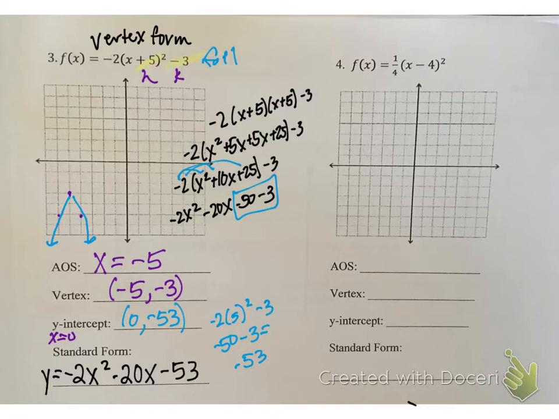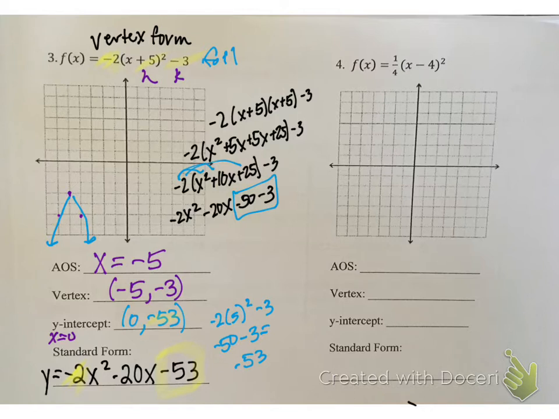So something that you'll notice, just a few similarities. My a value is the same. For vertex and standard form, my a value always stays the same. Also, my y-intercept in standard form is always the last number. So negative 53, negative 53. If you're asked to do this, a good way to check is by plugging in the y-intercept, making sure that your a value is still the same.